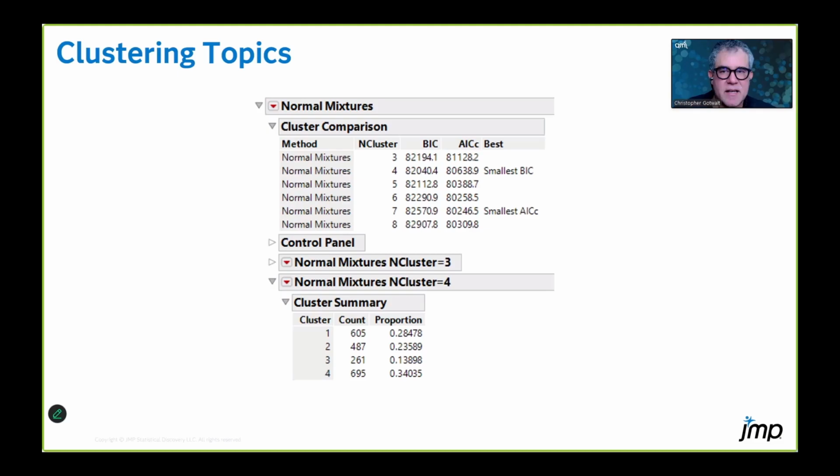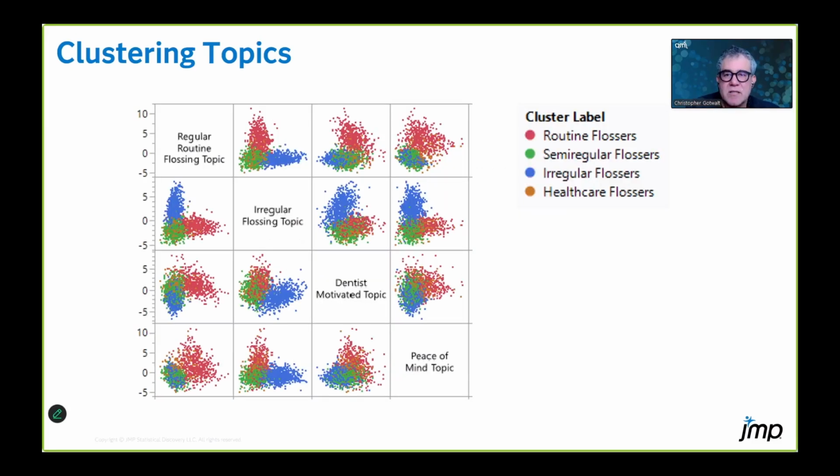Topic analysis explains variation amongst the columns, but doesn't directly categorize the rows, which is a separate question that is answered by clustering. So the next thing I did was use normal mixtures clustering on the topic scores to cluster the rows and went with the BIC recommendation of 4 clusters in the data. Here are scatterplots of the top 4 topic scores colored by the 4 clusters. I named these clusters routine, semi-regular, irregular, and healthcare flosser clusters.